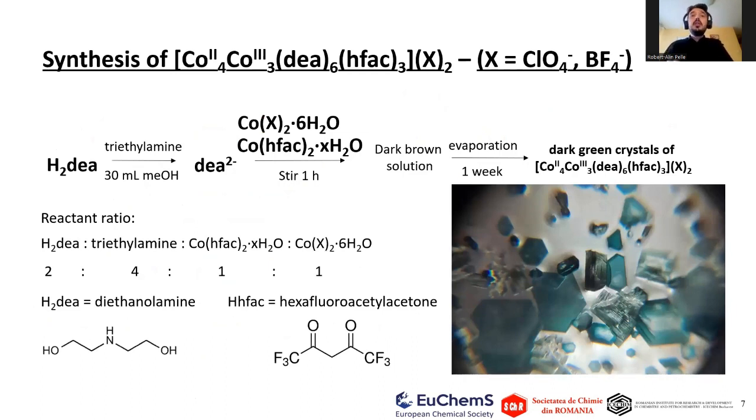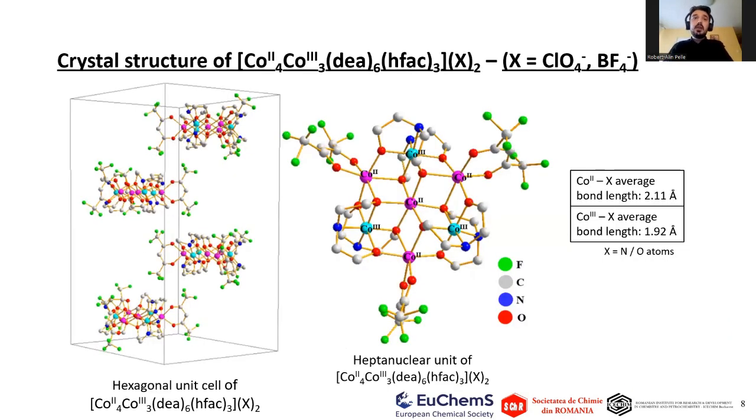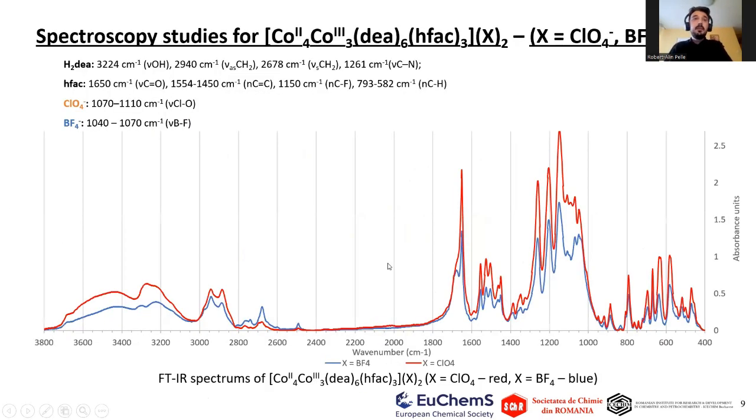Going forward, we have a compound, actually 2 compounds mixed because it's the same structure, but we have different lattice anions. One has a perchlorate and one has the tetrafluoroborate. The synthesis is very similar, but here we used 2 salts. We used cobalt HFAC and cobalt perchlorate and cobalt tetrafluoroborate. Again, we can see beautiful dark green crystals, which were characterized by single crystal X-ray diffraction. And the structure is very similar. Actually, the molecular unit is identical to the first compound, but we have different crystal lattice anions. We have perchlorate and tetrafluoroborate, whereas for the first one we had hexafluoroacetylacetone.